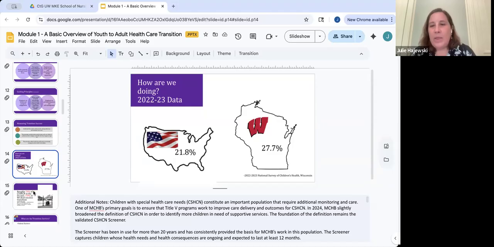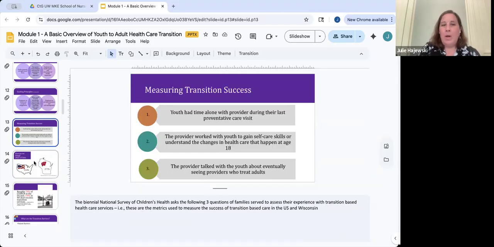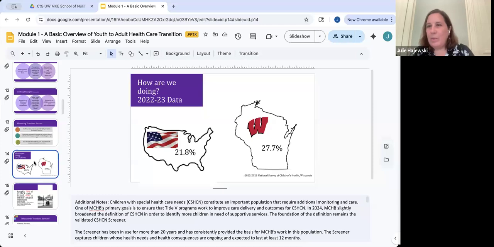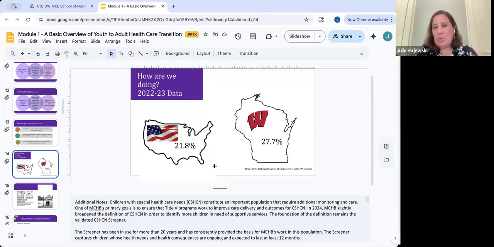And they estimate that 27.7% of children and youth with special health care needs are receiving transition-related services in Wisconsin. So based on those last three questions that we talked about, 28% of families say they are receiving those services. Nationally, the number is a little bit lower, 21.8%, or about 22%.